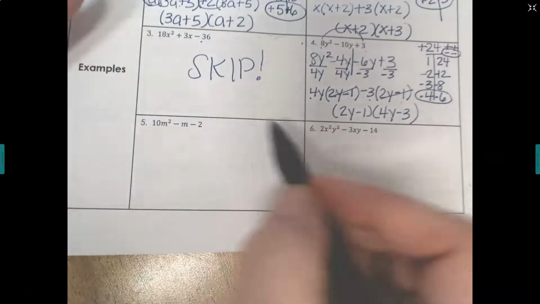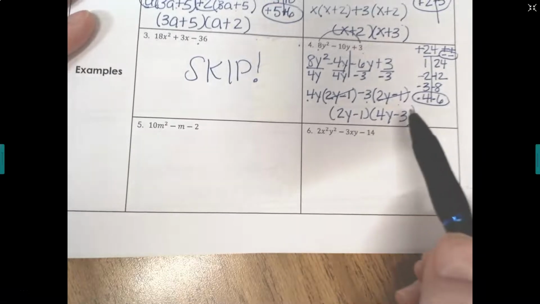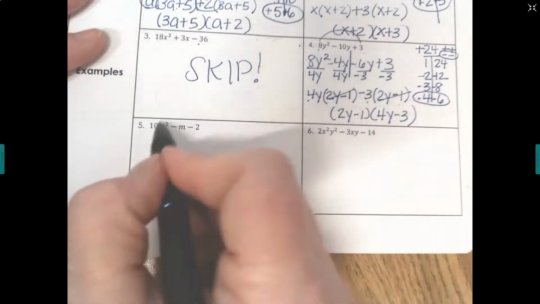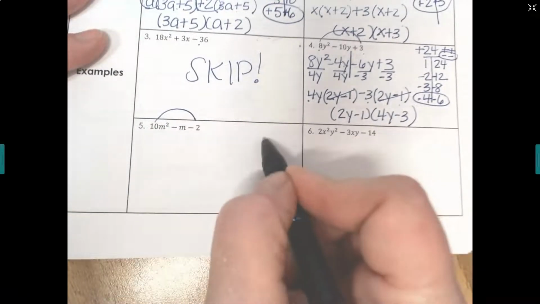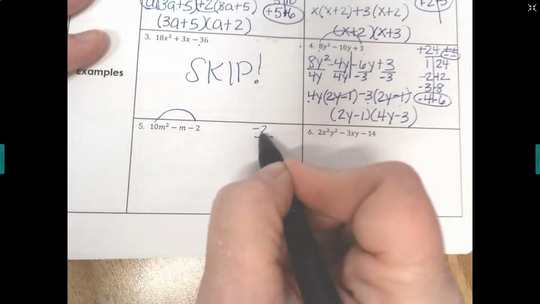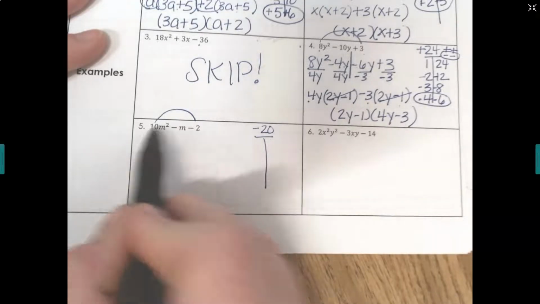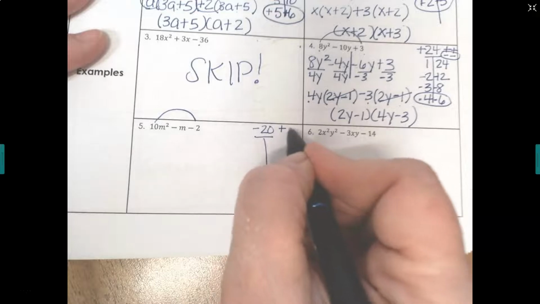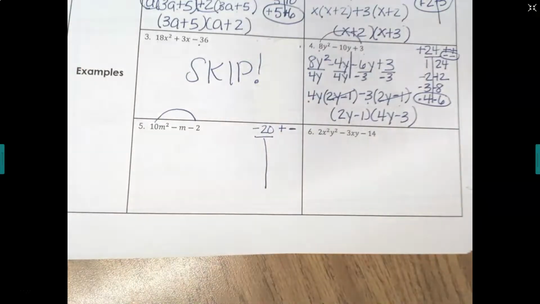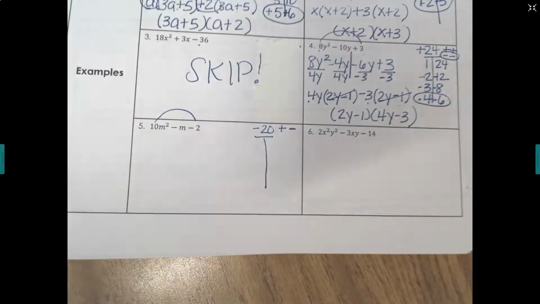So let's look at number 5. It offers us a chance to see what happens when you get a negative number. So we get 10 times negative 2 gives me negative 20. The only way to multiply to a negative number is to have a positive number and a negative number. So that means the signs of my factors, one will be positive and one will be negative.